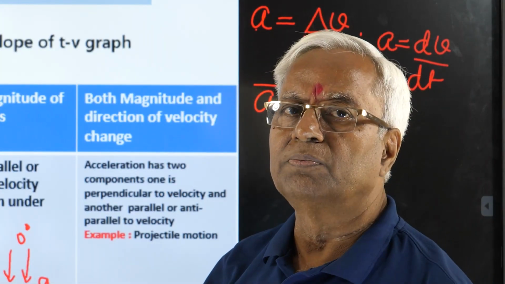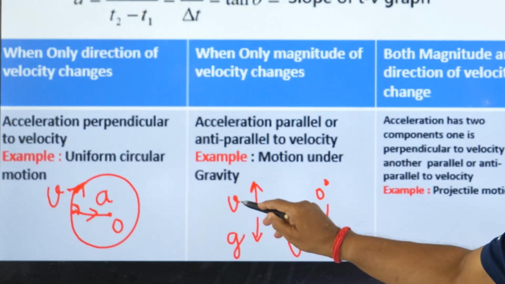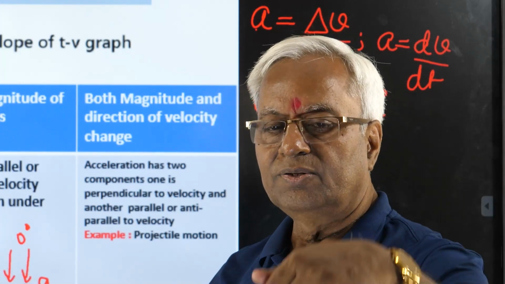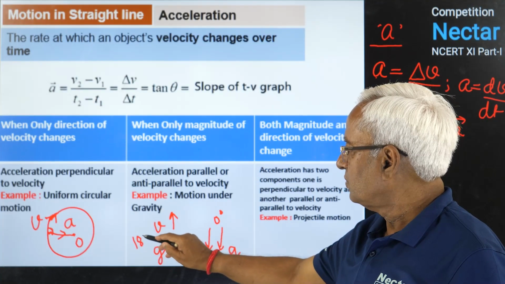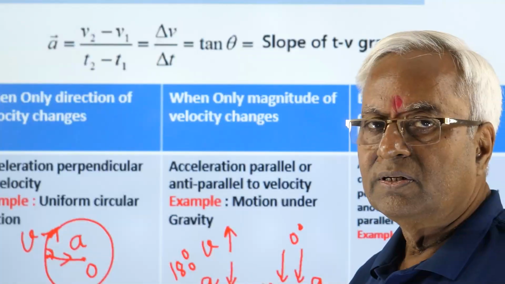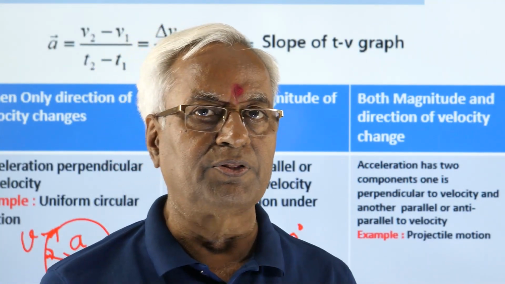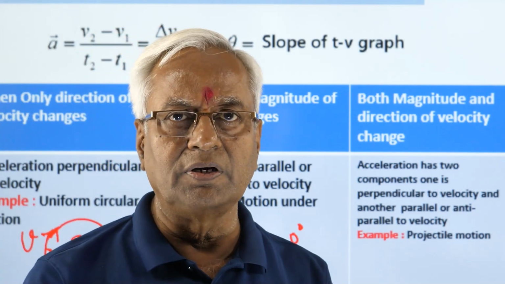And when you throw a body upward, the velocity is upward, whereas G is still downward. So what is the angle between these two? This is going to be 180 degrees. Here the possible angles between the two vectors are 0 and 180 degrees. You have either of the two.